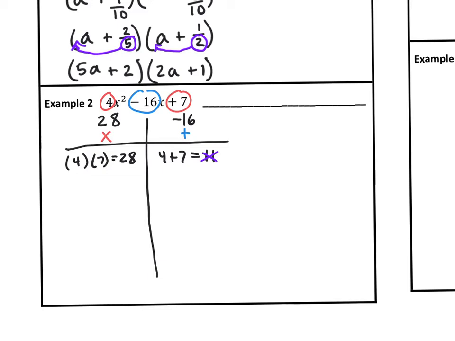4 times 7. What about, since I want a negative 16, what's negative 2 times negative 14? Positive 28. What's negative 2 plus negative 14? Negative 16. Awesome. I got them. I got both of them, right?